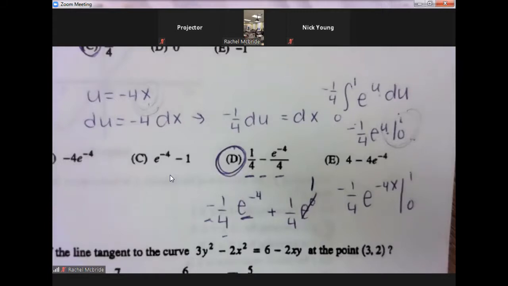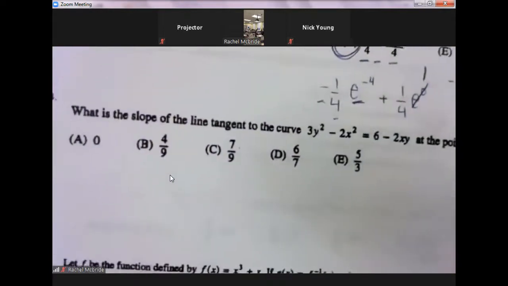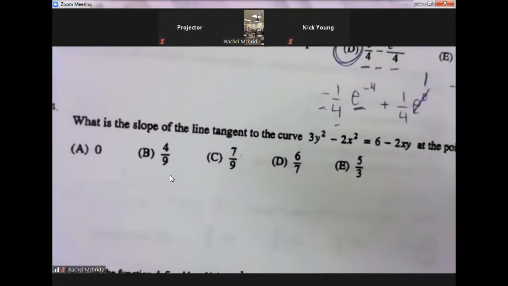Again, this question was from 2003. Since 2003, they have eliminated their answer choices having negative exponents. Okay, number 4. Number 4 actually had a higher percent of correctness than number 3.